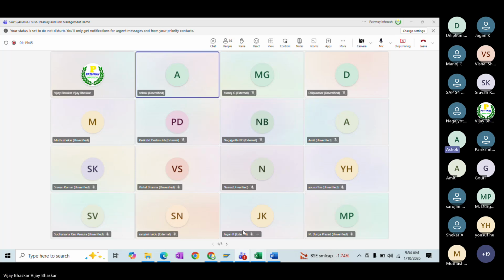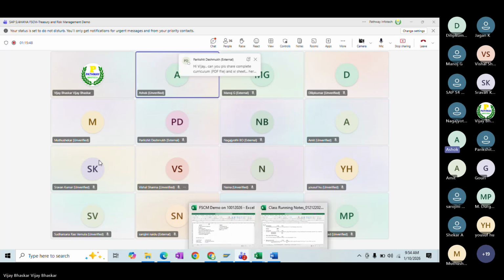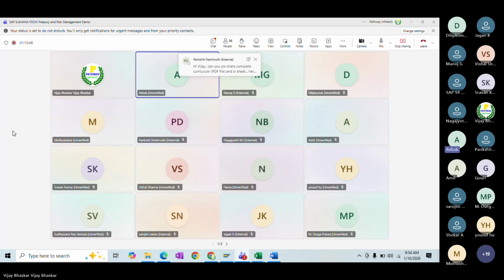Okay, so the second question: 7:30 to 9 o'clock is the session, right? So the complete 1.5 hour session will be only the class. And what about the doubt session or the error clarification? We have separate timings? No, Ashok, see, this is the question many people have asked.